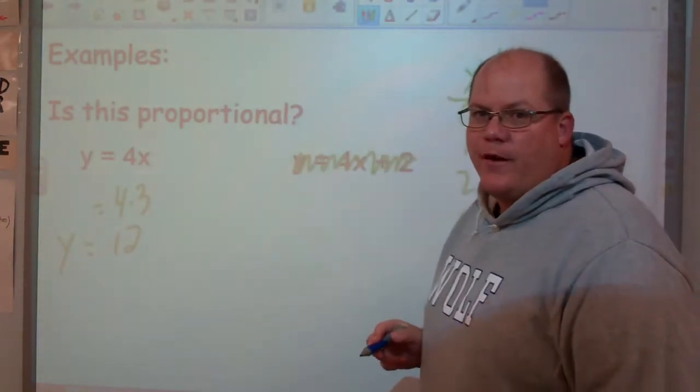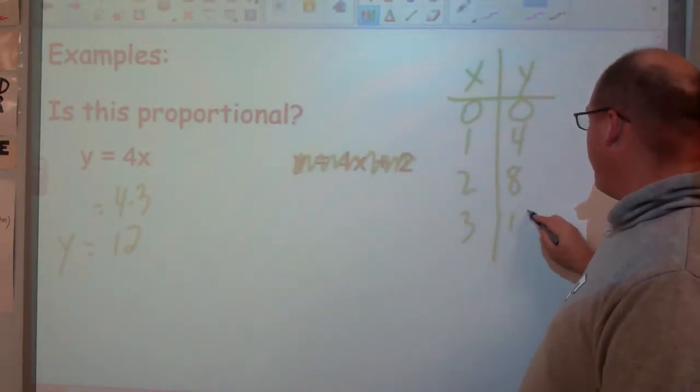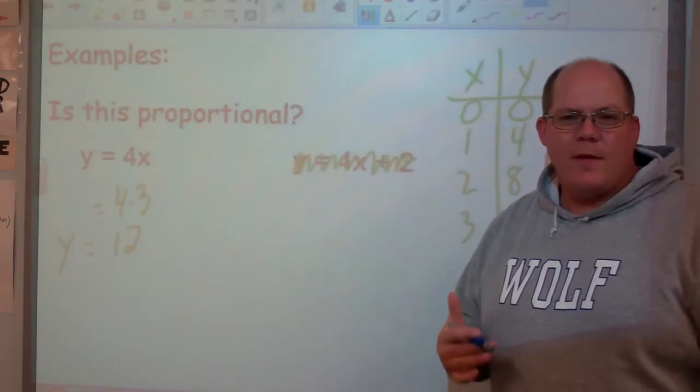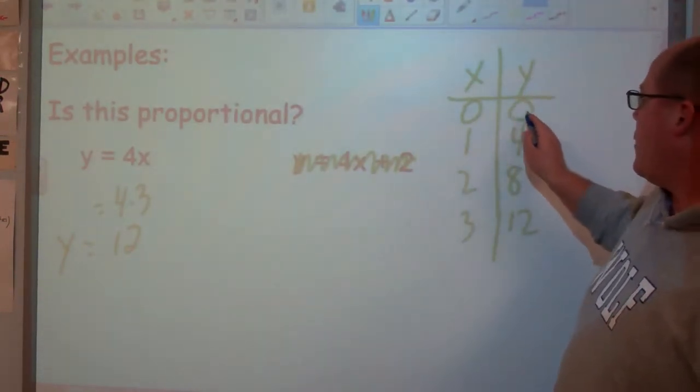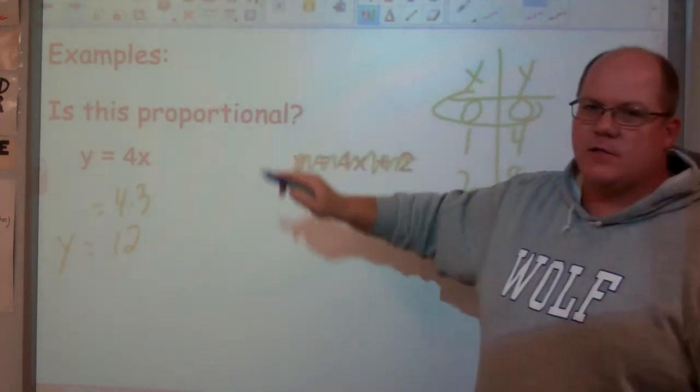So when we put in 3 for x, we get 12 for y. Again, 12 over 3 would be 4. So our rate of change here is constant. It goes through the origin, it's constant, it is proportional.